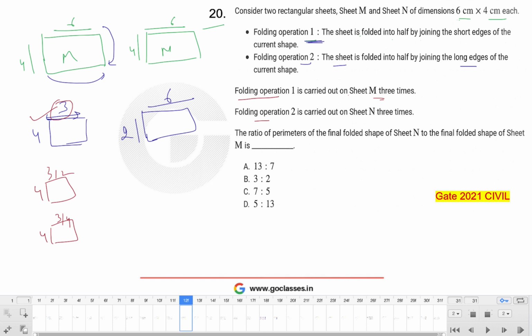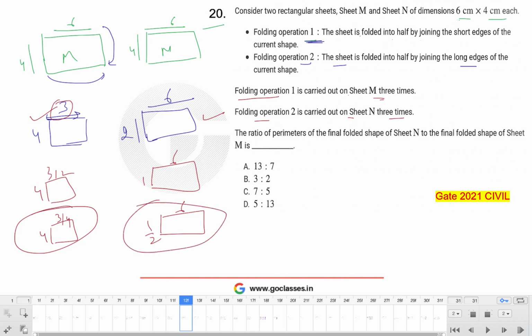Folding operation 2 is carried out on sheet N 3 times. This is first time. In second time, this will be 1, it will be 6. In third time, this will be half and it will be 6. So these are the final images of M and N. The ratio of perimeters of the final folded shape of sheet N to the final folded shape of sheet M. So what is the perimeter of this? 6 plus 6 plus half plus half. So 6 plus 6 is 12, plus 1 is 13. It is equal to 13.